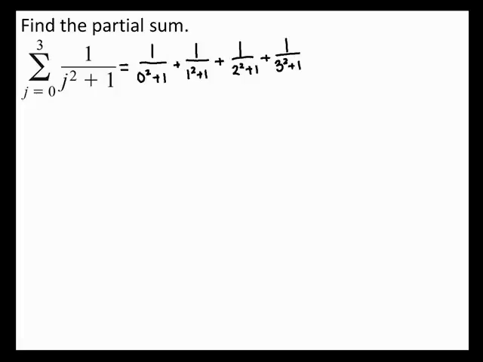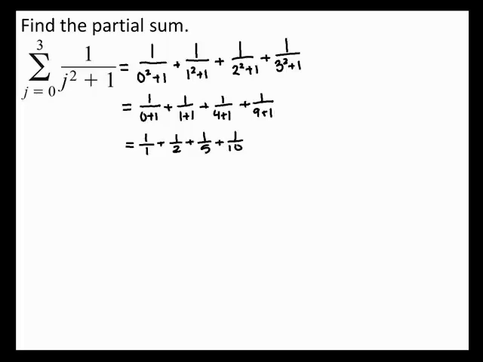Simplify 0 squared, 1 squared, 2 squared, and 3 squared. Simplify 0 plus 1, 1 plus 1, 4 plus 1, and 9 plus 1. Multiply the fractions by the least common denominator. Simplify 10 plus 5 plus 2 plus 1. Simplify 18 divided by 10. The sum from j equals 0 to 3 of 1 divided by j squared plus 1 is equal to 9/5.